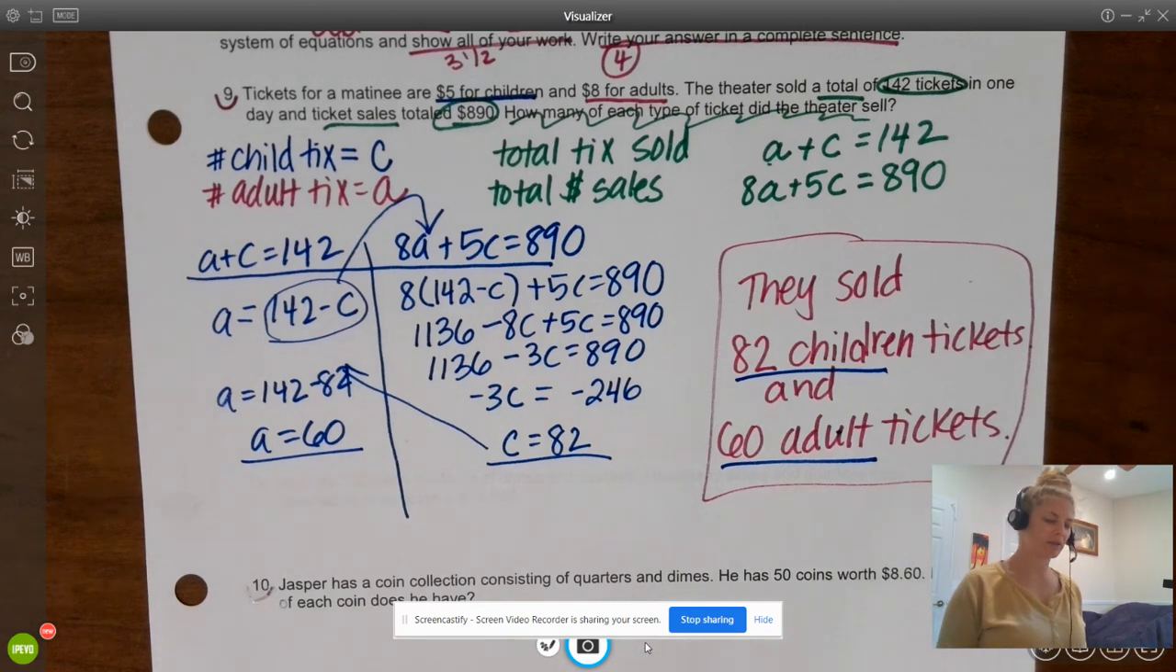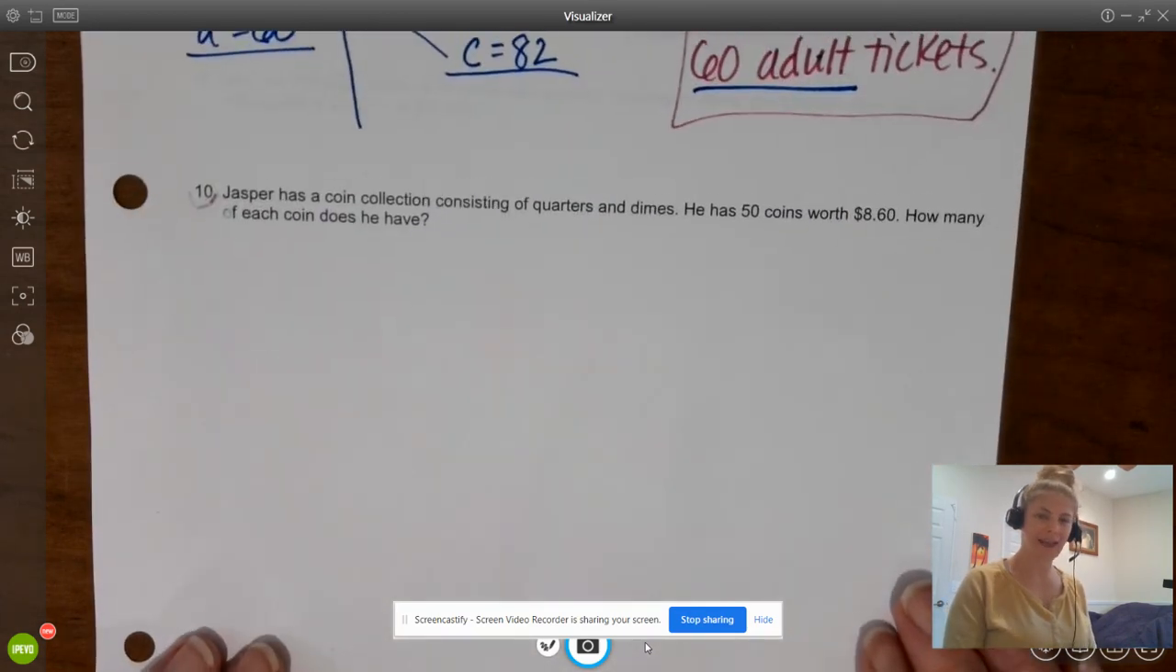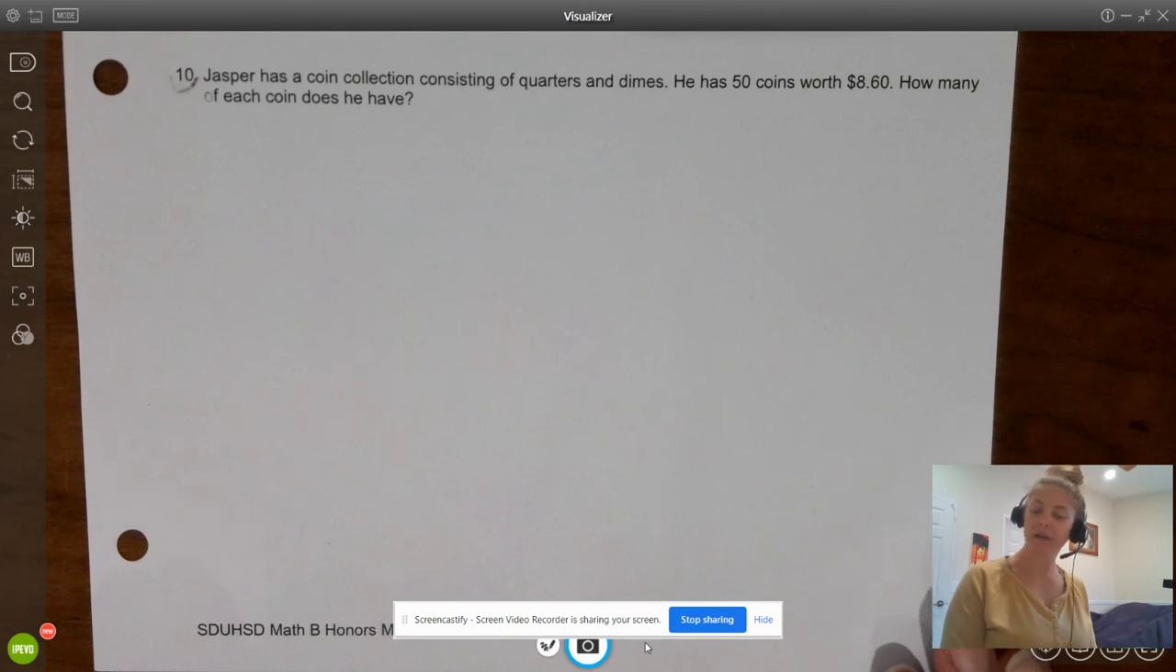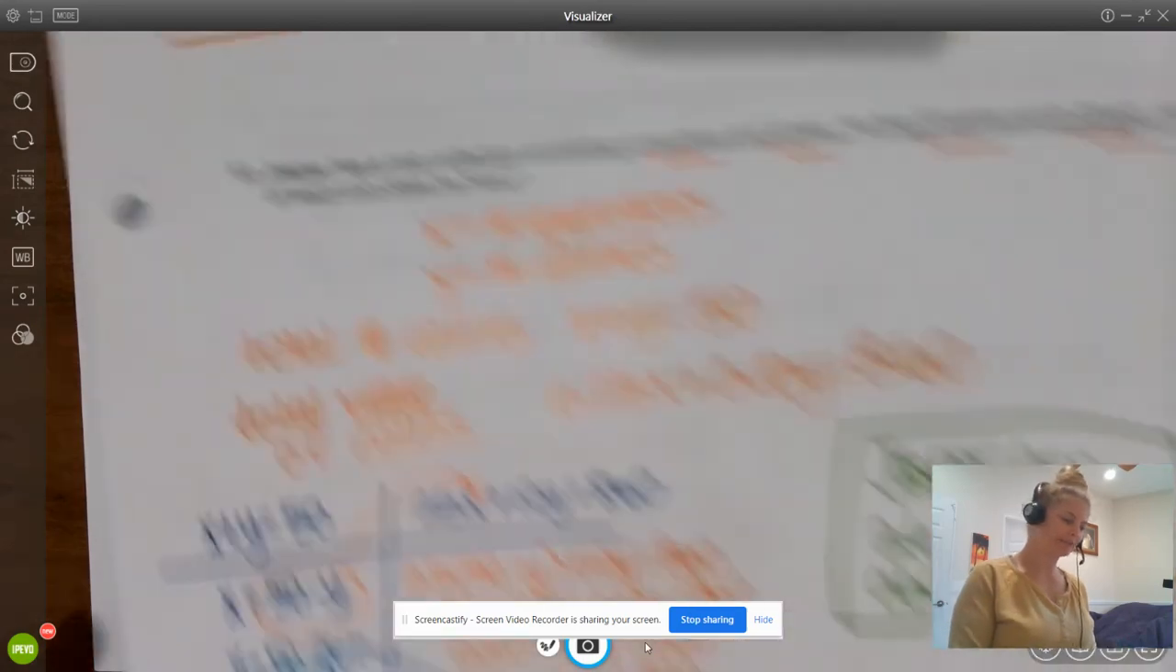Nice. Okay, so why don't you take a look at 10, read it at least twice, underline the important information, define your variables, write your system, solve your system, and write your answer in a complete sentence. Pause the video and we'll go over it as soon as you're ready. Okay, let's see how we did.